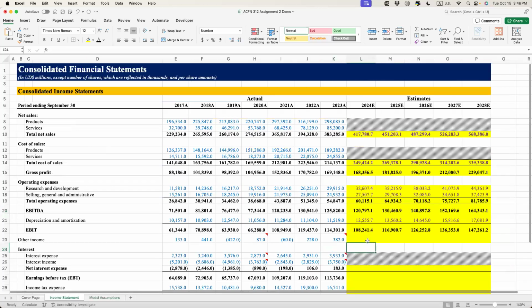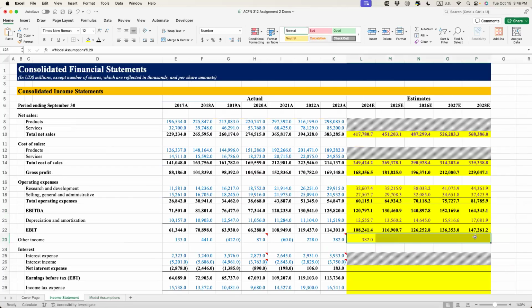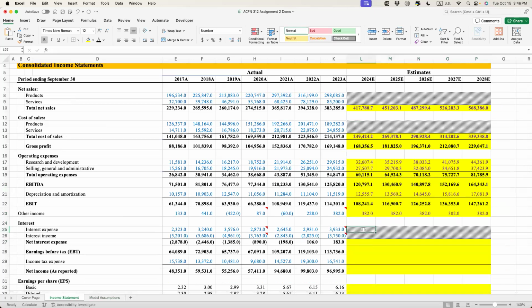And then what we do here is link back from your model assumption tab to get all the other income projected. Next, interest income is coming from the debt schedule. So we're going to leave it blank for now, but continue our calculations here, meaning we're just going to take the sum of these two to get the total interest expense.